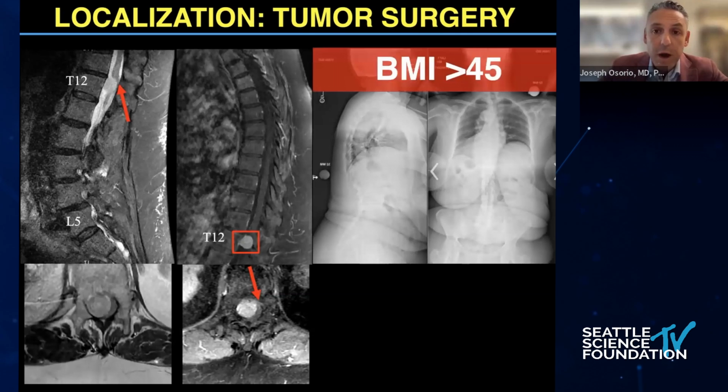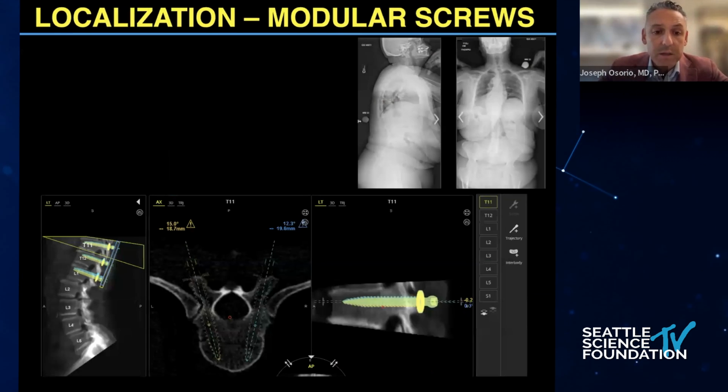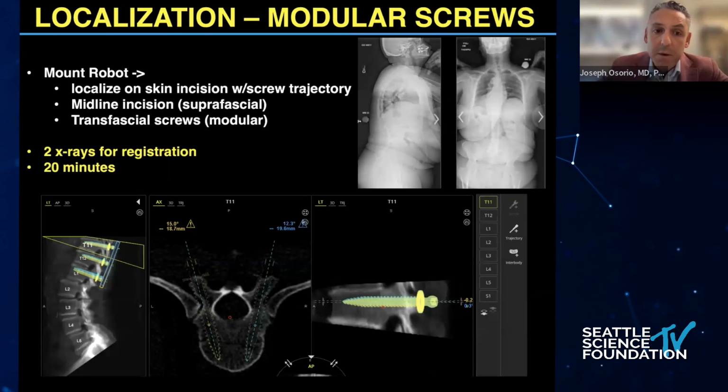Now that looks different with robotics. This is a patient whose BMI is greater than 45. I need to localize around the area where that red arrow is. I'm actually going to just use the robotic system to do that. I plan the screws because for this case, I need to do a pediculectomy to get around the spinal cord. It's really nice because I mount the robot on the patient. I've planned my screws before surgery. I do the 2 x-rays for registration, and then I use the robotic system to locate where the screws are and basically where the tumor is.